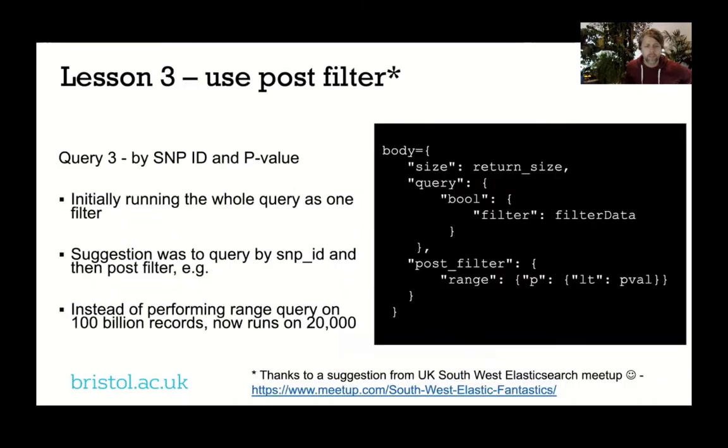The third thing, which was very kindly pointed out at an Elasticsearch meetup, was to use post-filter. So instead of running one filter query over everything, we use a filter based on the term query first, and then run the more computationally demanding range query on that afterwards using post-filter. And this saved us a lot of time, which was great.